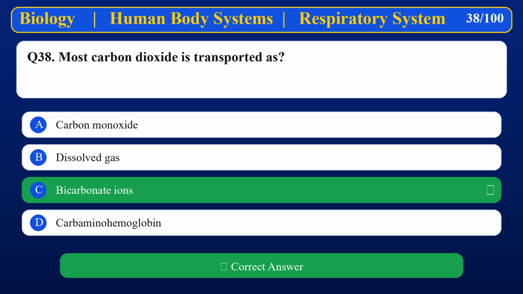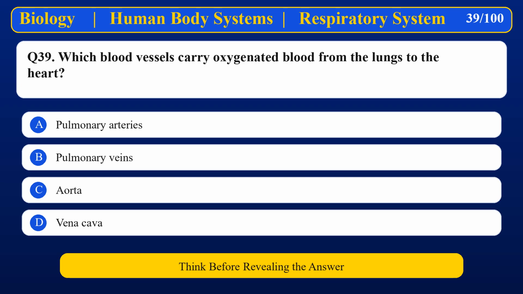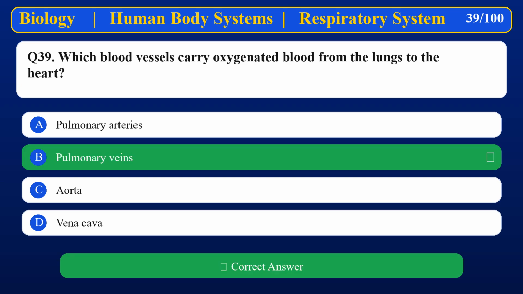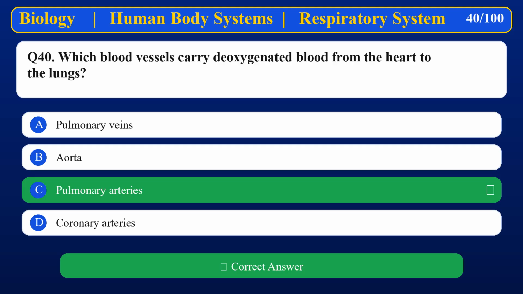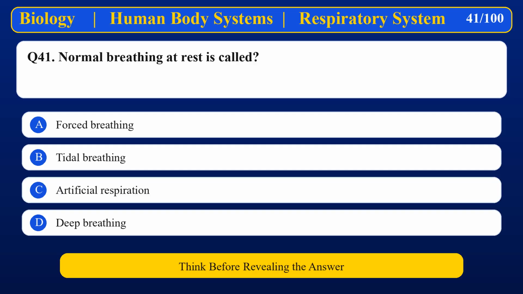Most carbon dioxide is transported as? Bicarbonate ions. Which blood vessels carry oxygenated blood from the lungs to the heart? Pulmonary veins. Which blood vessels carry deoxygenated blood from the heart to the lungs? Pulmonary arteries.